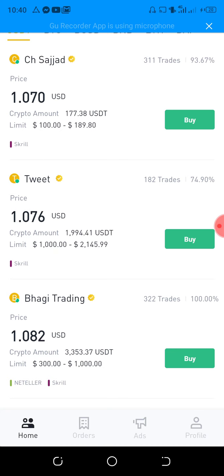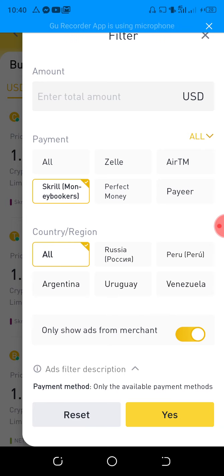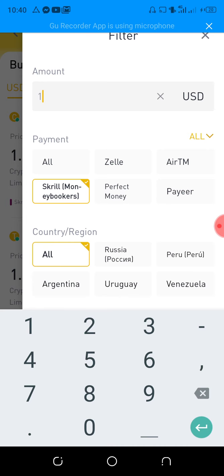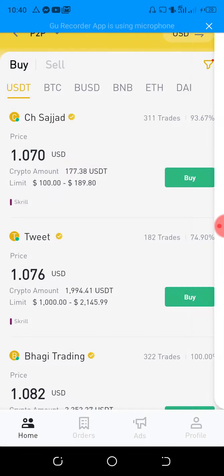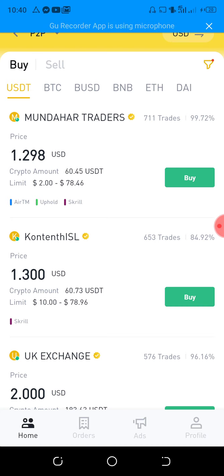So let me show you something, guys. Let's say we want to get $10 worth of Skrill. I want to show you the rates that you are going to see. Look at the rate. The rates are not too high. Look at the 1.28. So the rate is higher when you're funding with your Skrill.